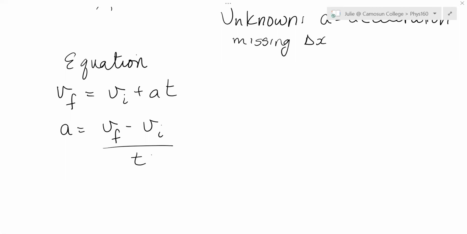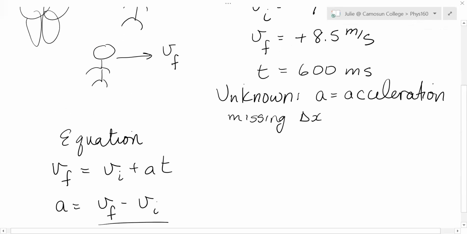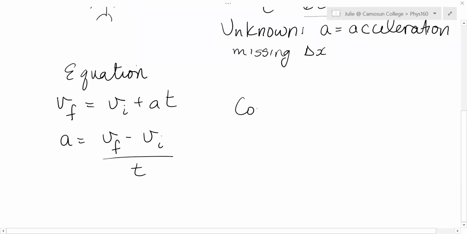Okay, now we're ready to put numbers in. But before you put the numbers in, you have to check units. If you're doing an equation like this, you have to have velocity in meters per second. You have to have time in seconds in order to get your acceleration in meters per second squared. So when we go back here, we see our time is in milliseconds. We have to convert units.